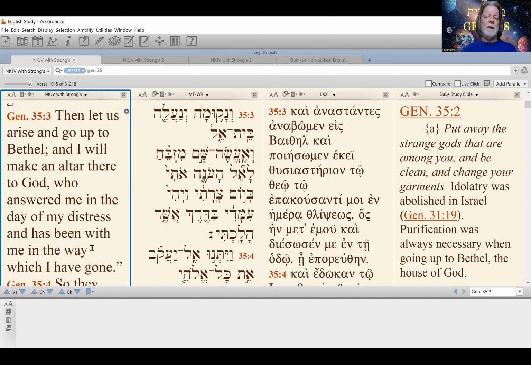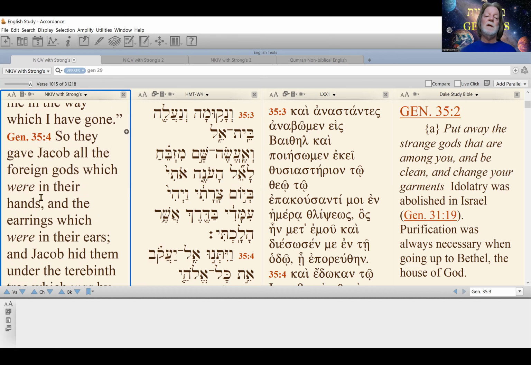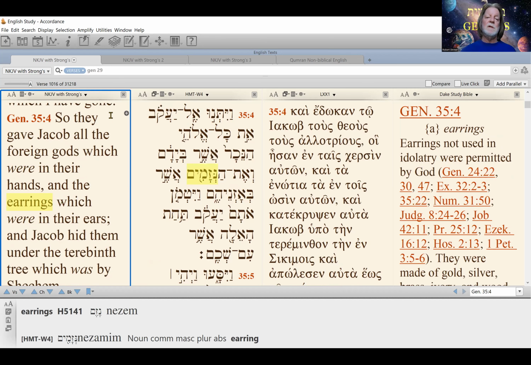He has been with me in the way which I have gone. When he was up there living in Laban's household and working for his father-in-law, God blessed him in such extraordinary ways that Laban's family kind of got jealous of Jacob, tried to cheat him a few times and things like that, because God had prospered him so greatly.